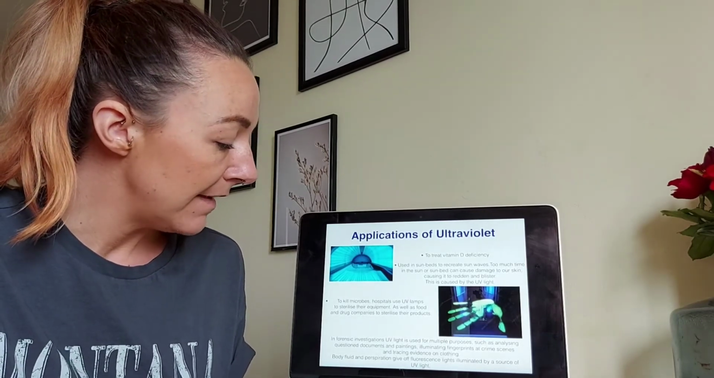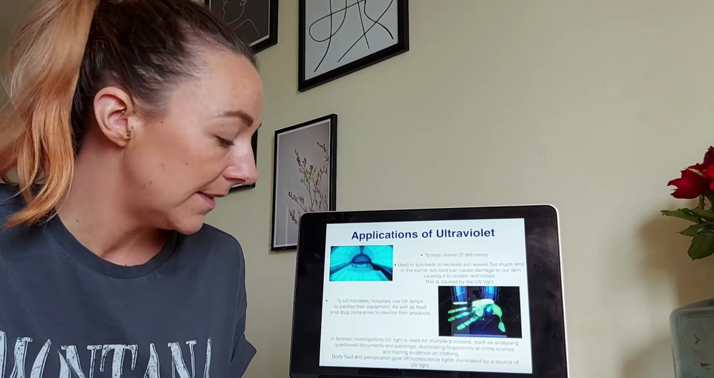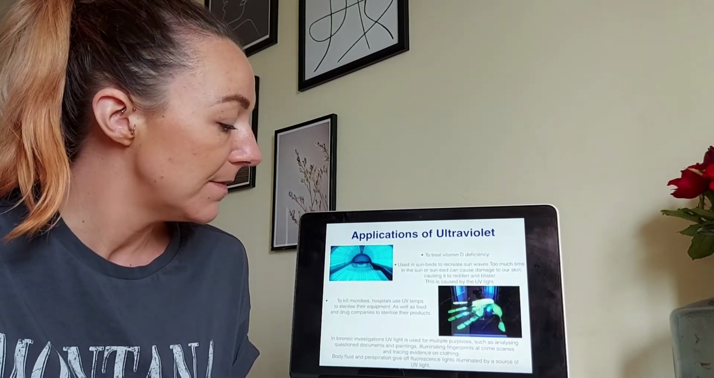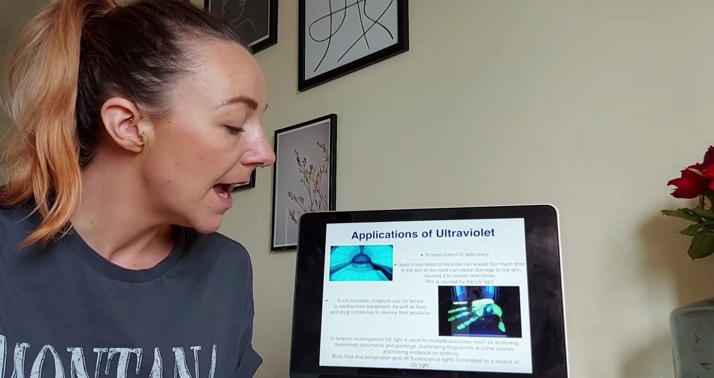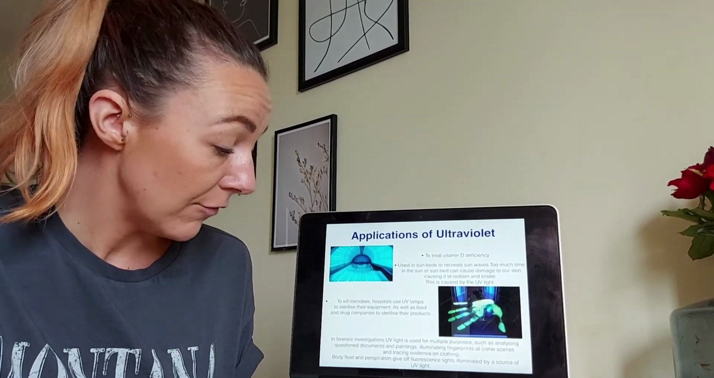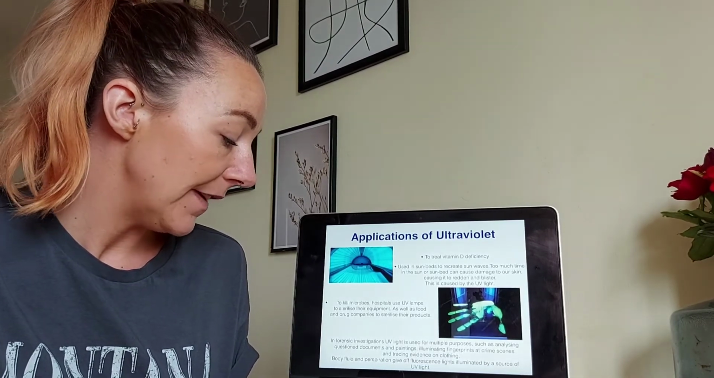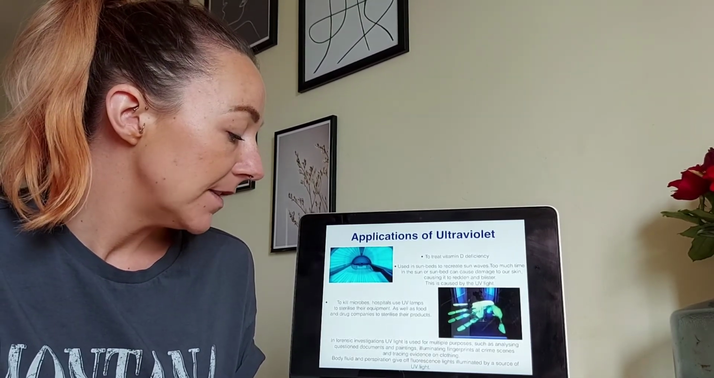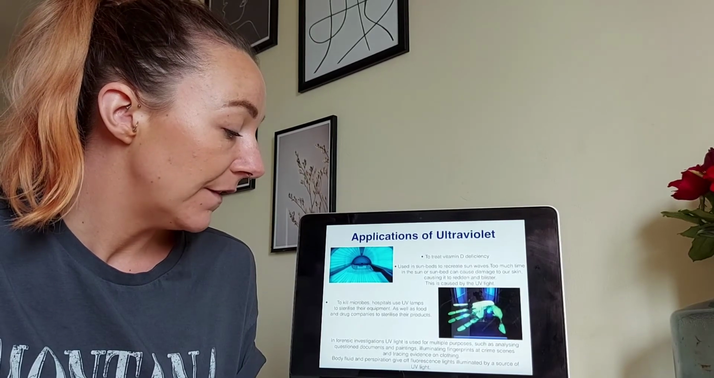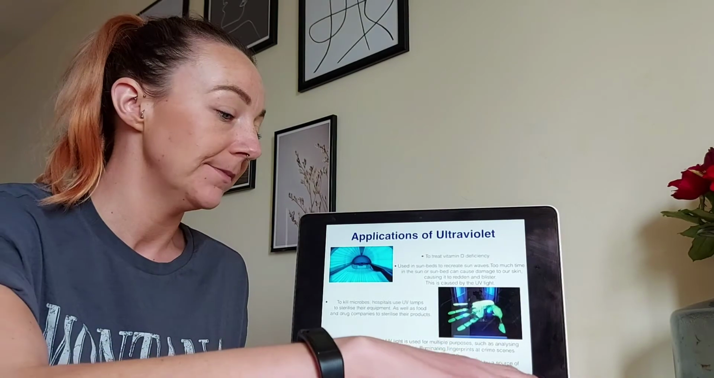In forensic investigations, UV light is used for multiple purposes, such as analysing questioned documents and paintings, eliminating fingerprints at crime scenes, and tracing evidence on clothing. Body fluid and perspiration give off fluorescent light when illuminated by a source of UV light.